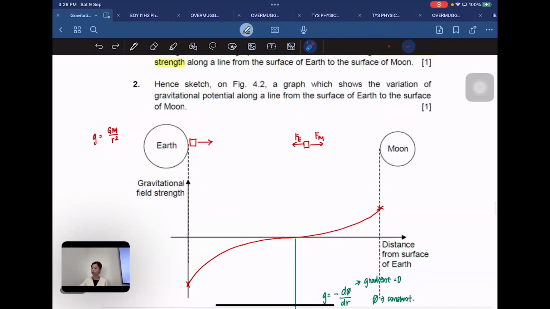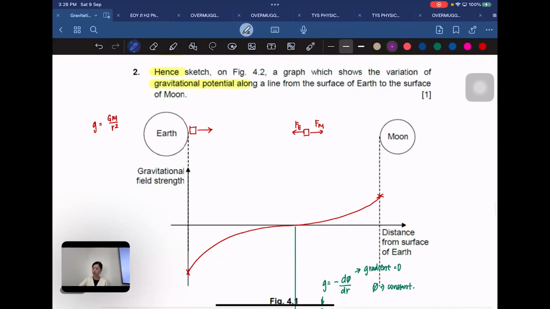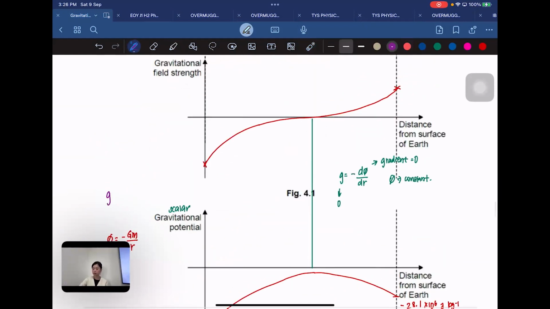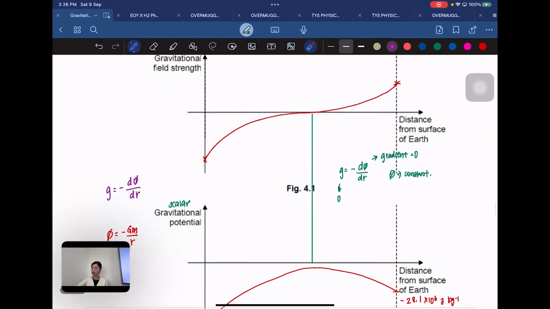Okay, then what about the next one? Hence, sketch the graph which shows the variation of gravitational potential. Now, the question here says hence. So you have to ask yourself, how is gravitational potential relating to my g? If you still remember, g is equivalent to what? Negative dV over dr, which means to say, the differentiation or rather the gradient of your gravitational potential graph gives you your g.